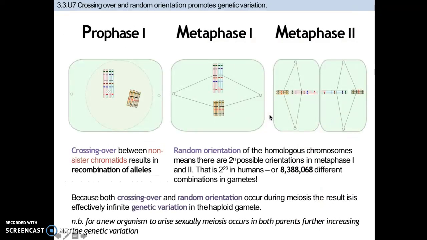All right, U7 is about crossing over. So crossing over and random orientation promotes genetic variation. That's what U7 says. So there's a lot of content on here. You can pause it if you want and read over the text if you need to.